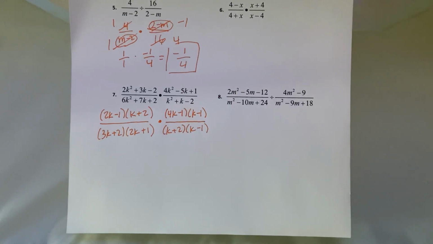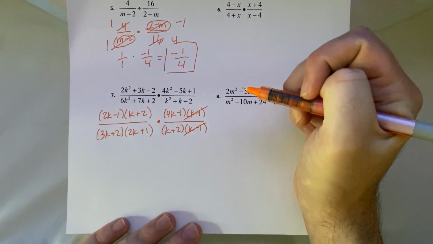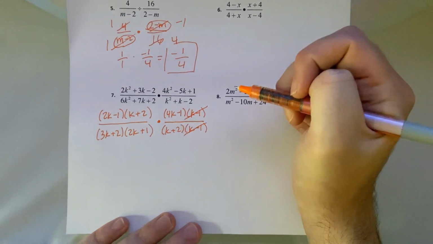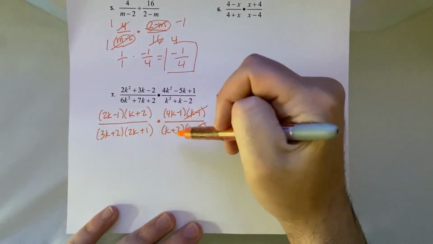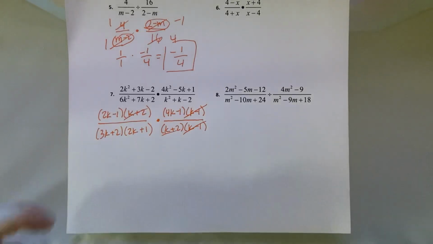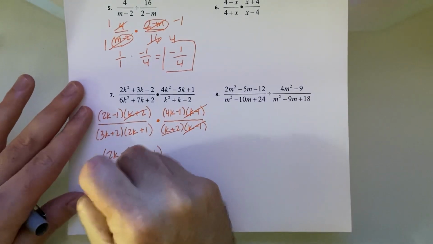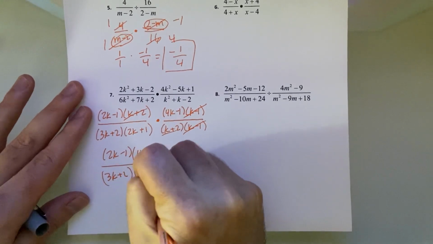Okay, so far, at least from what I see, k minus 1 over k minus 1 cancels. I also see k plus 2 divided by k plus 2 should cancel. So I should be able to just multiply out here. I don't see anything else that cancels if I did this correctly, which I think I did. So what do we have left? We've got (2k minus 1) times (4k minus 1) over (3k plus 2) times (2k plus 1).